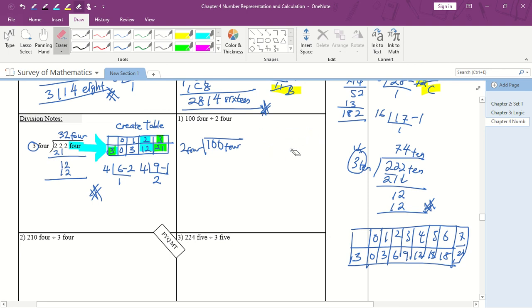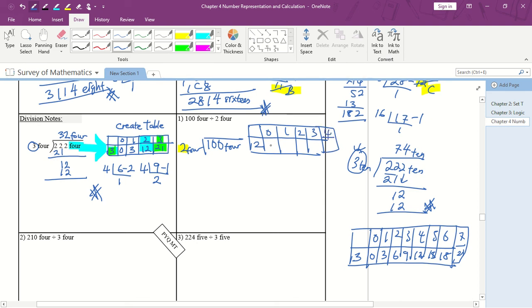The table is different. Why? Because this is 2. Okay, you see this is 2. This way now I need to create a table, although it's base 4, but it should be 2 here. Okay, so 0, 1, 2, 3, maybe just one more, 4.